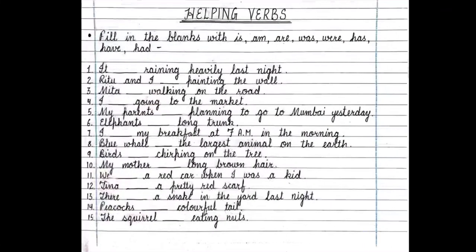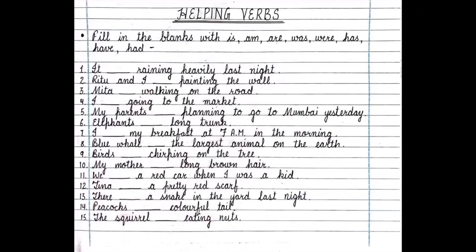Alright, I will explain 2 to 3 sentences of each worksheet. Rest you will try yourself. So the first sentence is, it dash raining heavily last night. Just reduce the options for yourself. From so many options, just reduce the options.